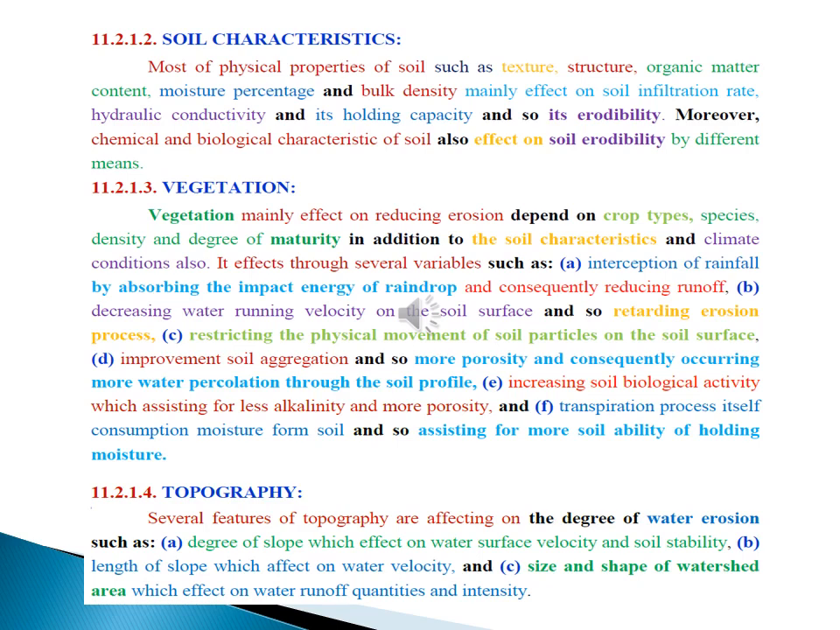Factor number 3, vegetation. Its effect on reducing erosion depends on crop type, species, density, and degree of maturity, in addition to the soil characteristics and climate conditions. Factor number 4, topography. Several features of topography affect the degree of water erosion, such as degree of slope, length of slope, and size and shape of the watershed area.